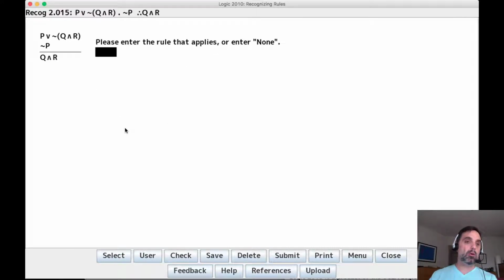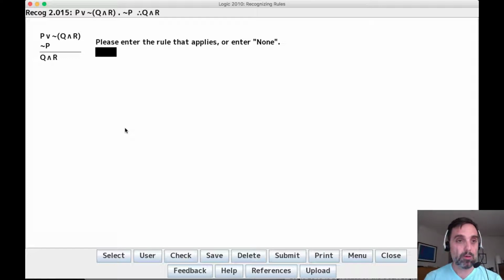Okay, P or not Q and R, not P, therefore Q and R. Well, if this is anything, it's an application of MTP, which is our elimination rule for disjunctions. That says if you have a disjunction and you have the negation of one of the disjuncts, you can infer something. But what? What can you infer? You can infer the other disjunct. And that's not what we have here.